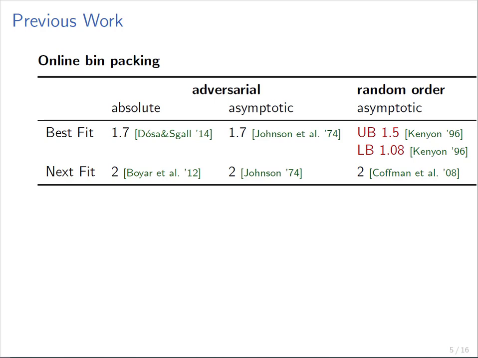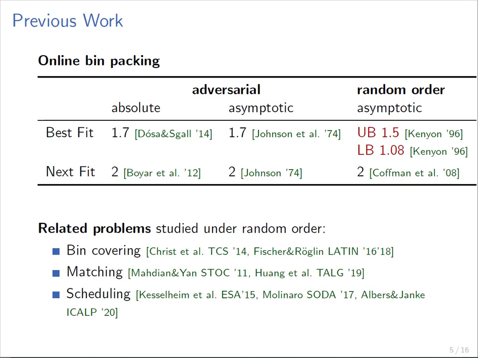Interestingly, it has been shown later that the NextFit algorithm does not improve under random order. So still in the random order model, the asymptotic ratio of NextFit is exactly 2. So we see that the NextFit algorithm has been studied in the random order model and there's nothing more to show. For BestFit, of course, we see that there's a gap between 1.08 and 1.5, which can be improved, and we make progress on this open problem.